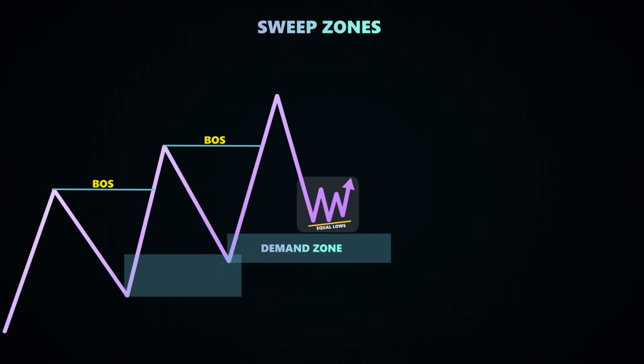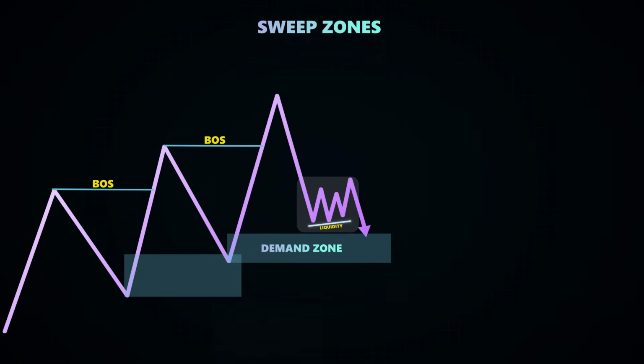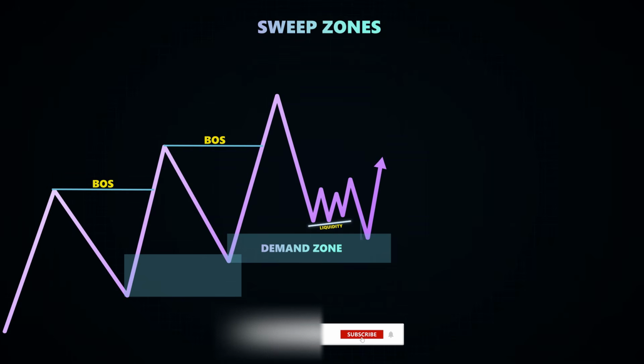Now, here's where it gets interesting. Big institutions need liquidity to make large moves, and those stop losses are the perfect spot to get it. So they push the price down, triggering those stops and flooding the market with sell orders. Once they've got all that liquidity, they step in with massive buying power, causing the price to reverse sharply. This quick dip and reversal is what we call a sweep.